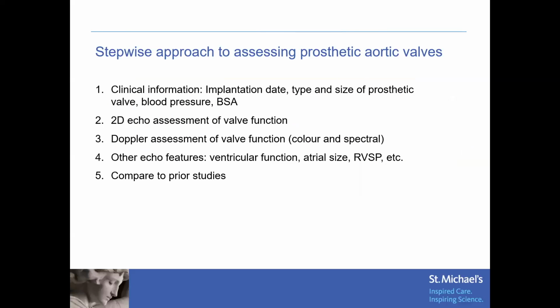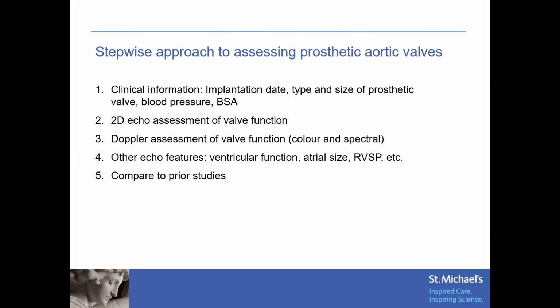So in general, when we talk about assessing prosthetic aortic valves, or prosthetic valves in general, we want to start with clinical information. What's key is to understand the date of implantation, the type and size of the prosthetic valve. The patient's blood pressure is key when you're assessing aortic valves in particular. Heart rate more so when you're talking about mitral valves. And then having a body surface area assessment, so height and weight, because a lot of the important key parameters are indexed.